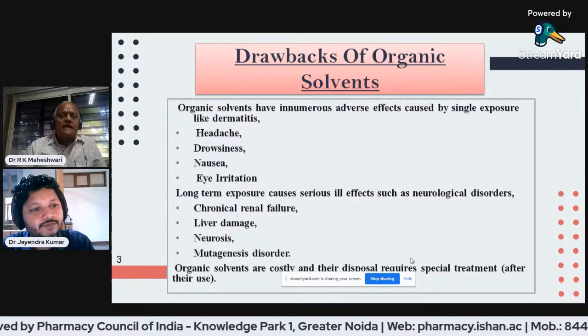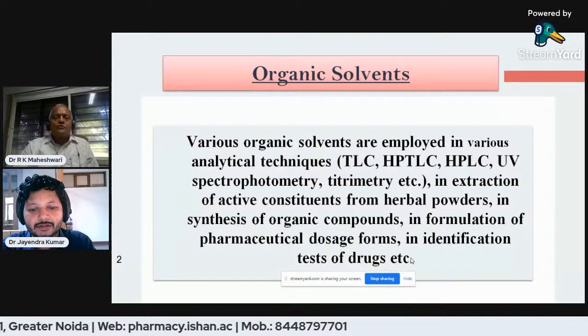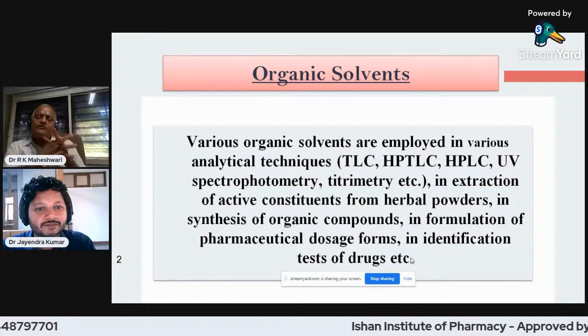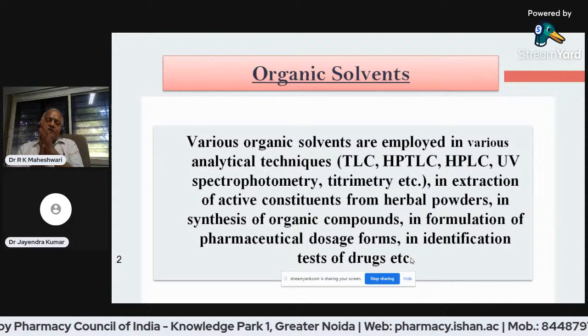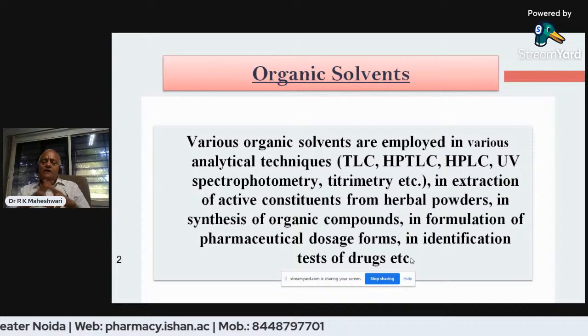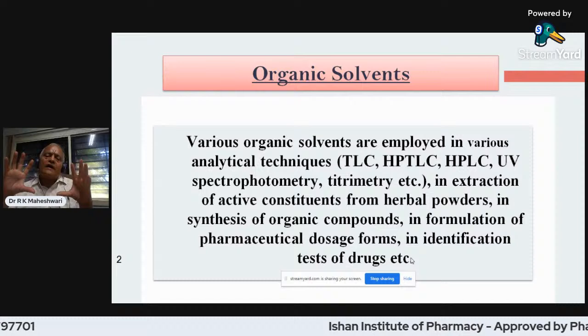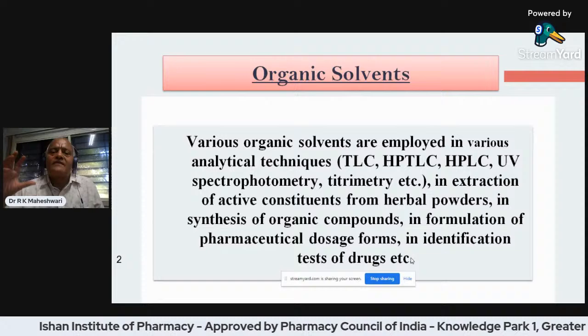Various organic solvents are employed in various analytical techniques like TLC, HPTLC, HPLC, UV spectrophotometry, titrimetry, etc., in extraction of active constituents from herbal powder. Also, organic solvents are involved in the synthesis of organic compounds. Also, organic solvents are involved in formulation of pharmaceutical dosage forms. Also, organic solvents are involved in identification tests of drugs. What I wanted to tell you is that in this way, you find a vast use of organic solvents in our analysis, in formulation, extraction, etc.